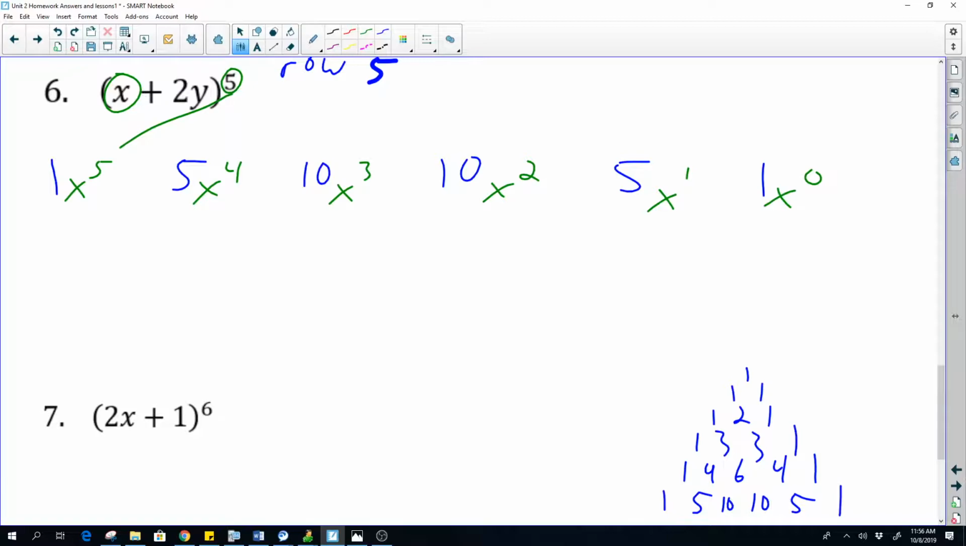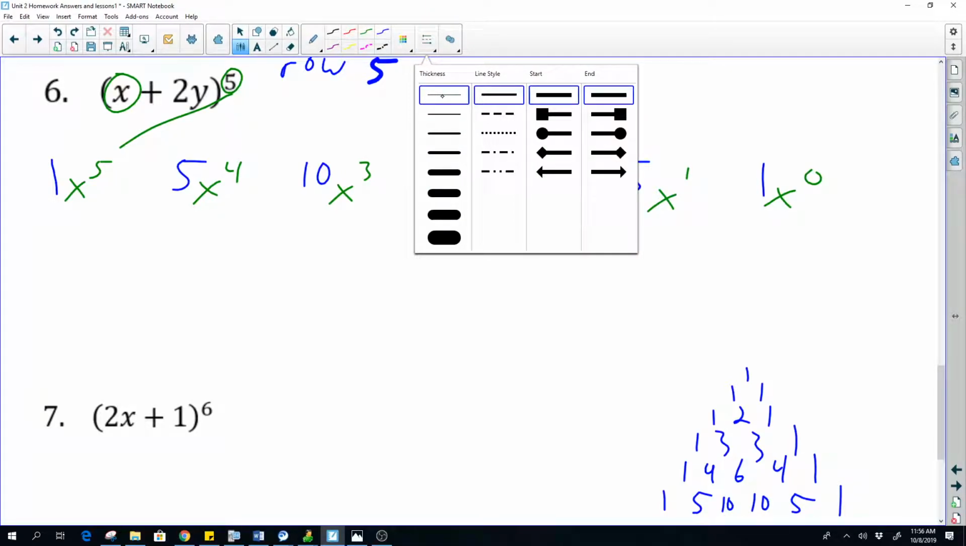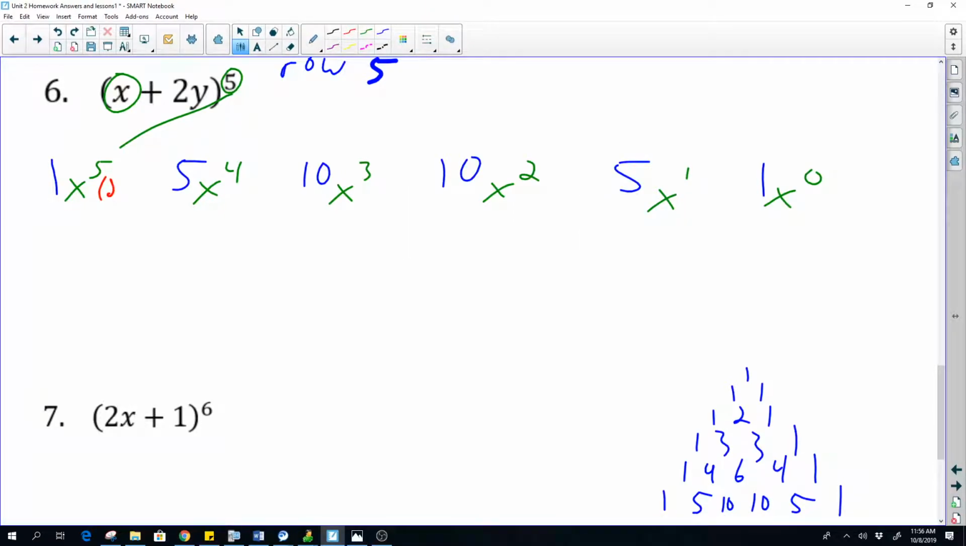Beautiful. And then we're going to get the 2y, which we'll do in red. So we'll do 2y everywhere, and that 2 will affect it. We're going to do 2y, 2y, 2y, 2y, 2y, 2y. Then instead of doing highest to lowest, we're going to do what? Say it. Good job. Lowest to highest. So we're going to do 0, 1, 2, 3, 4, 5. Lowest power 0 to highest power 5.